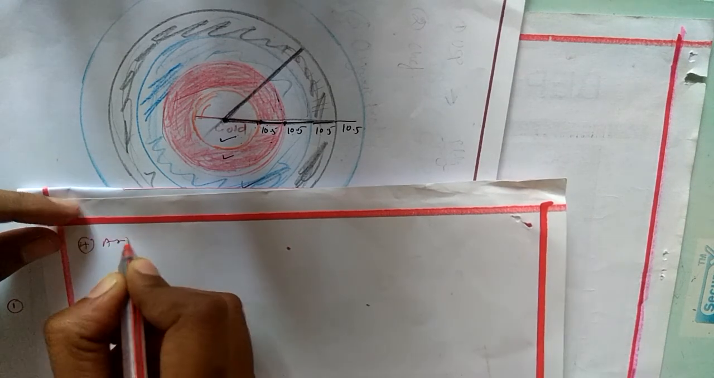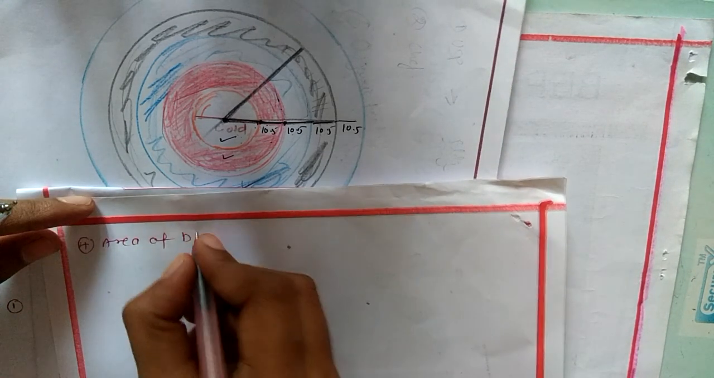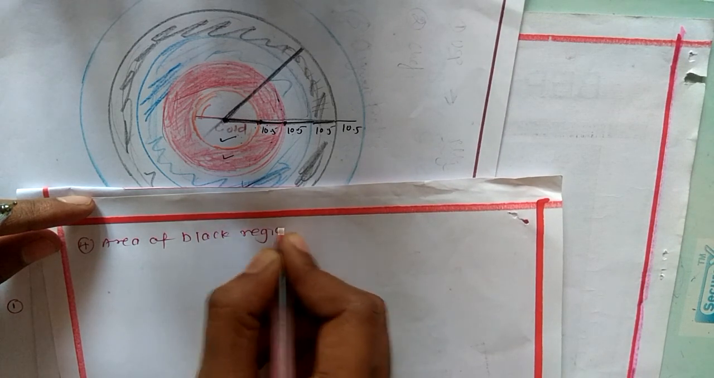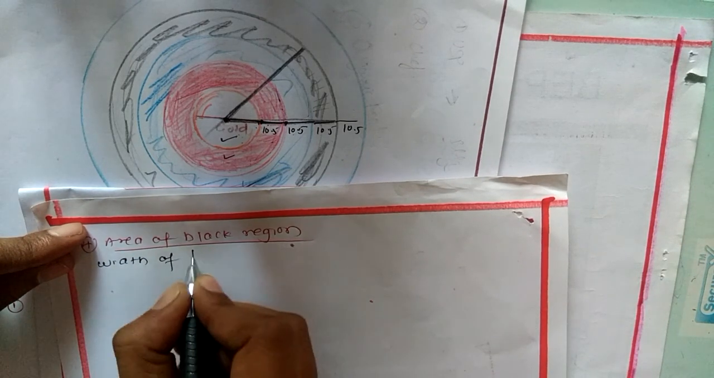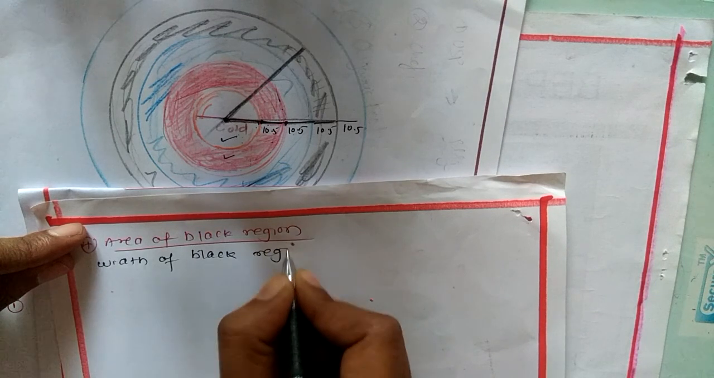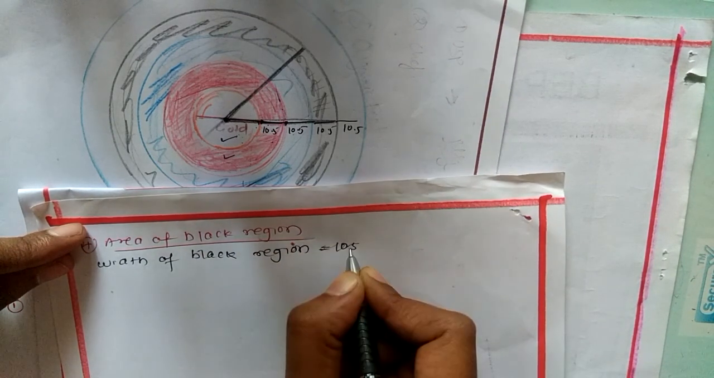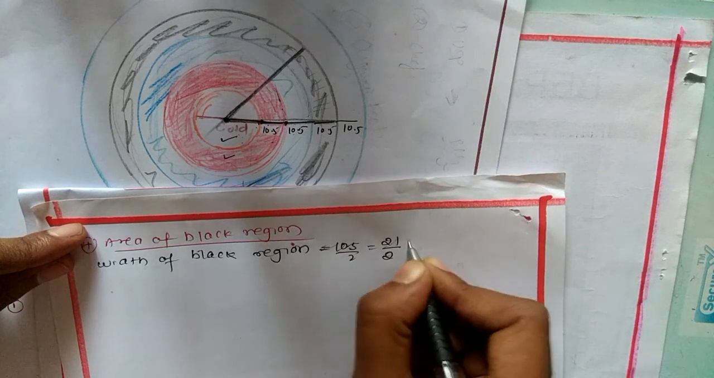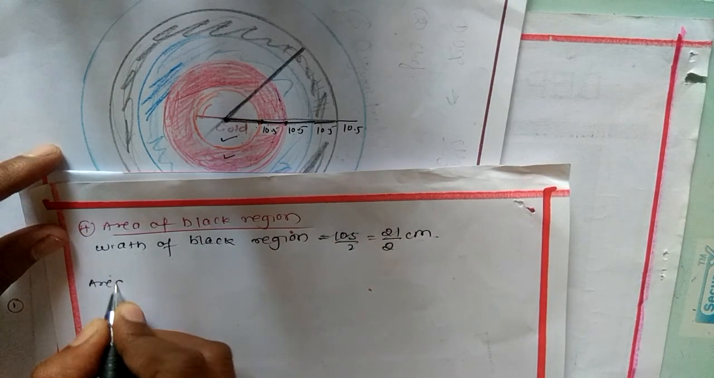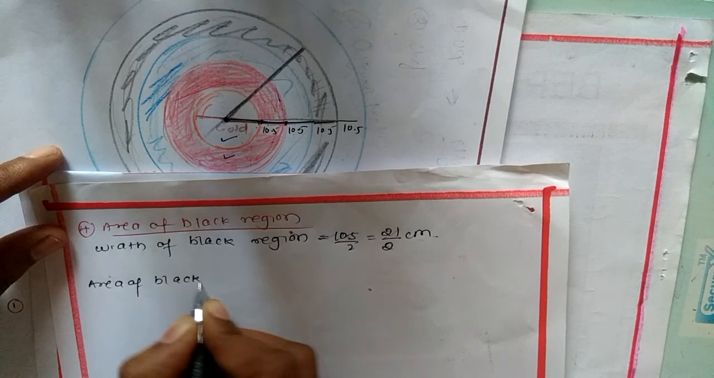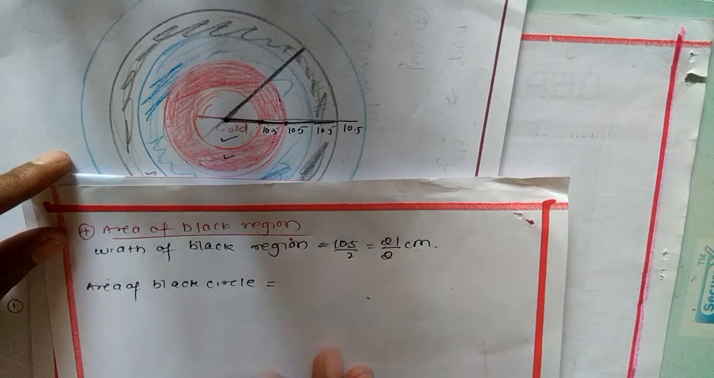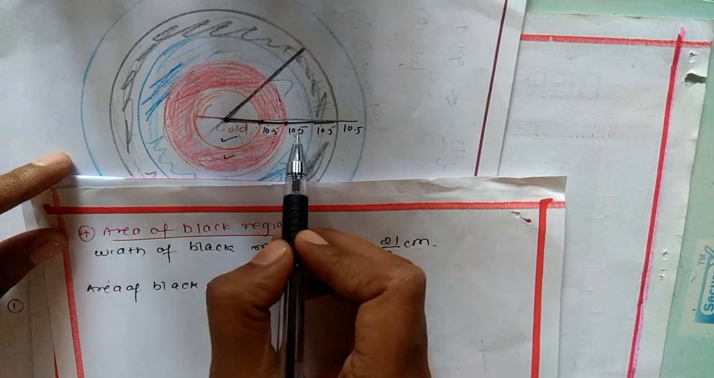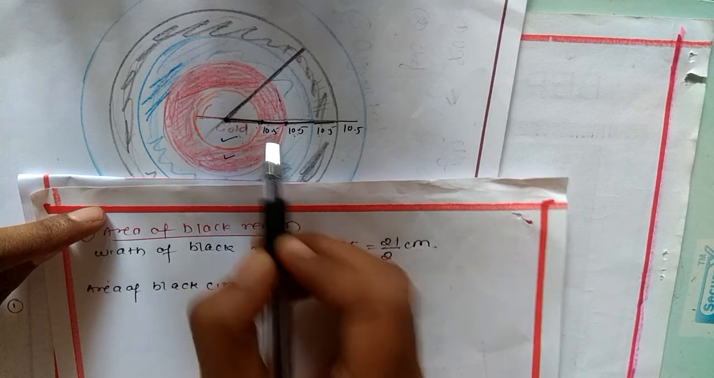So the fourth one is what? We have to find out the area of the black region. So the width of the black region we have is 10.5 centimeter, and we have taken that as 21 by 2 centimeter. Now we'll find out the area of the black circle. To find out the area of the black circle, we have to find out the radius for the black circle. So we can add this 4 times or you can multiply 10.5 with 4.